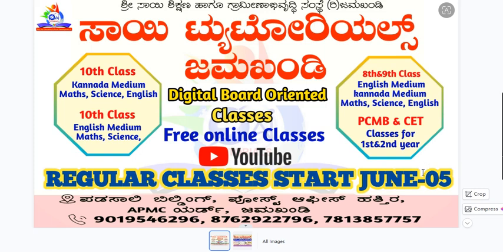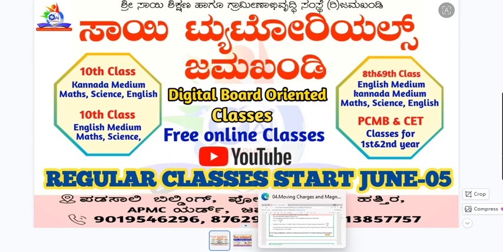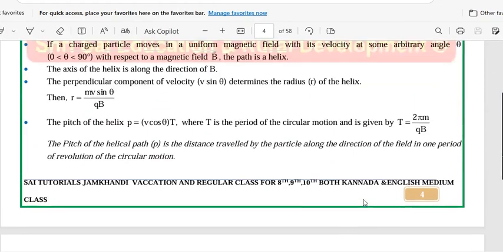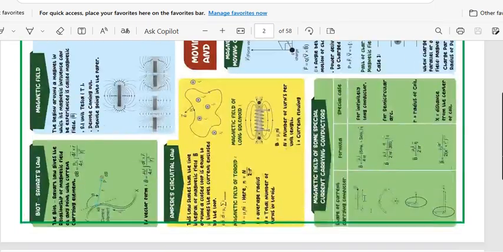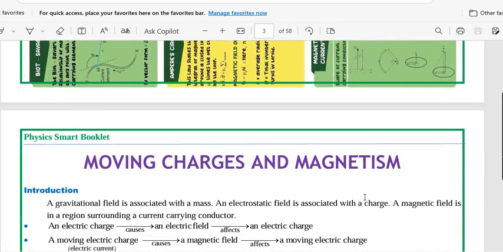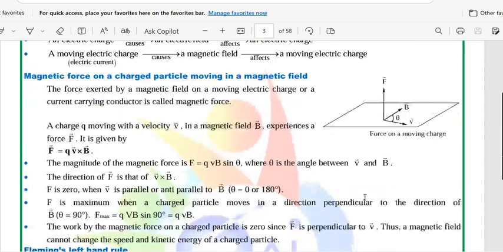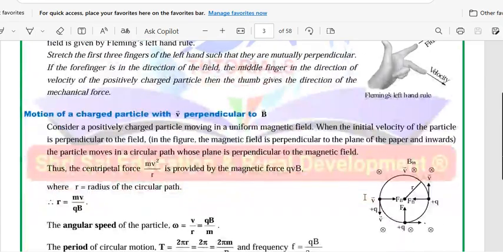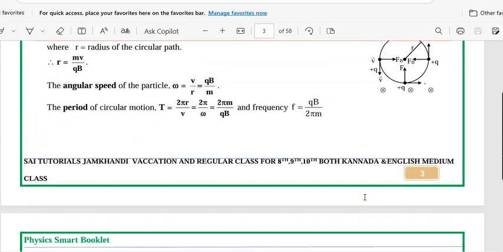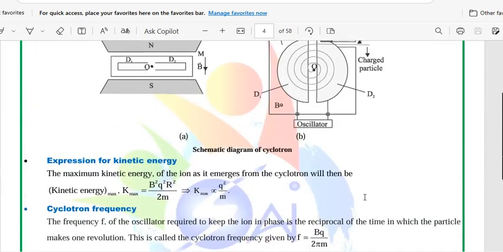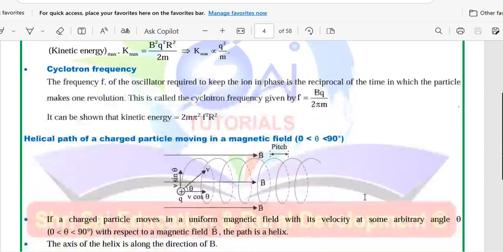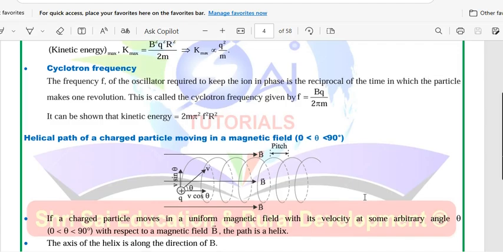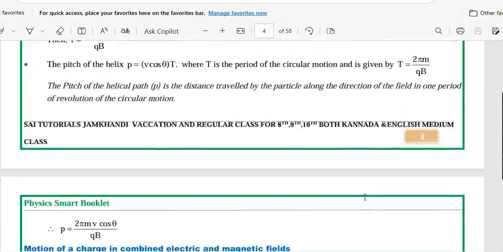Dear students, in today's session, I'm going to explain the continuation part of this chapter, that is moving charges and magnetism. I have explained in the previous session whatever concepts are related to your syllabus. I have completed the expression for kinetic energy, cyclotron frequency, and the helical path of a charged particle moving in a magnetic field.